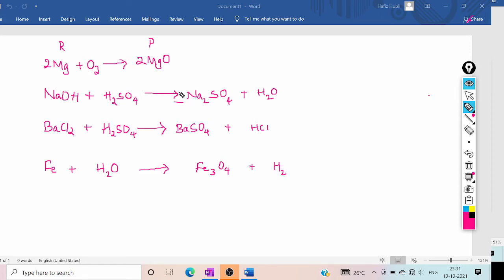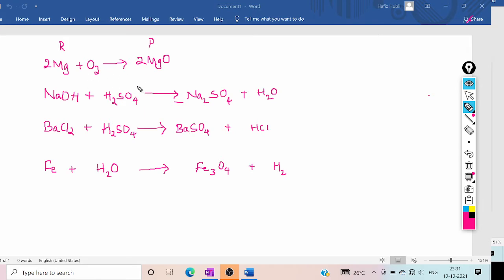Hello everyone. So today we are going to learn how the equation has to be balanced. That's all about balancing the equation. So before we get into that, we will know what's a chemical equation and we'll also know what are the reactants, products, coefficient and subscript.